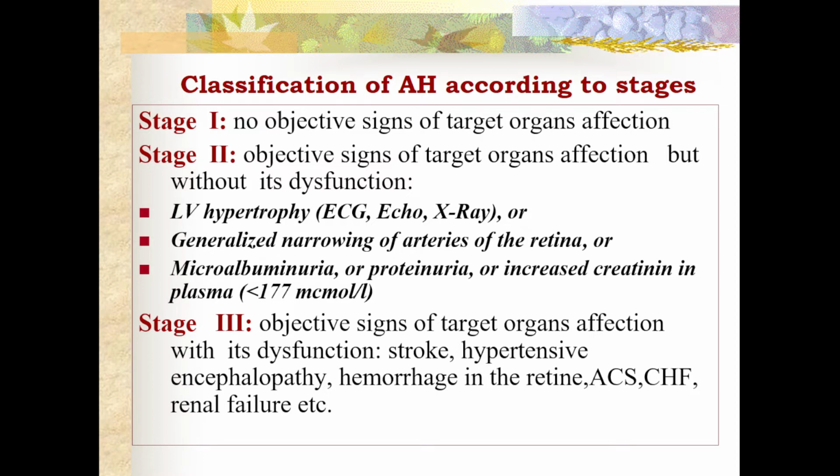Stage 3 arterial hypertension is characterized by objective signs of target organ affection with its dysfunction. Complicated stage. Second stage, asymptomatic stage, and third stage, complicated stage.